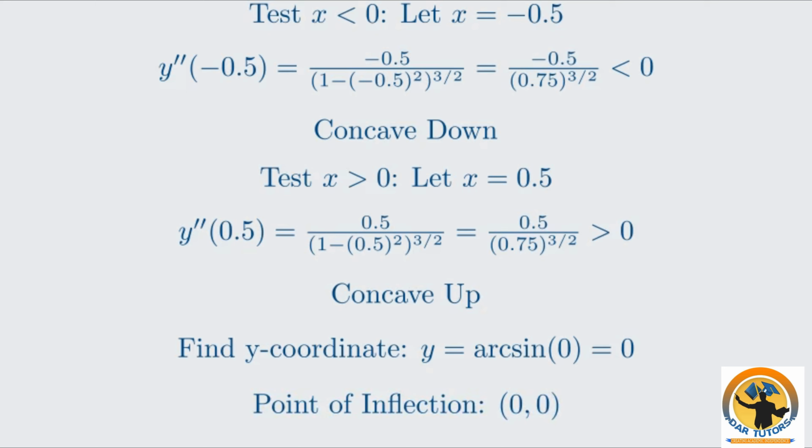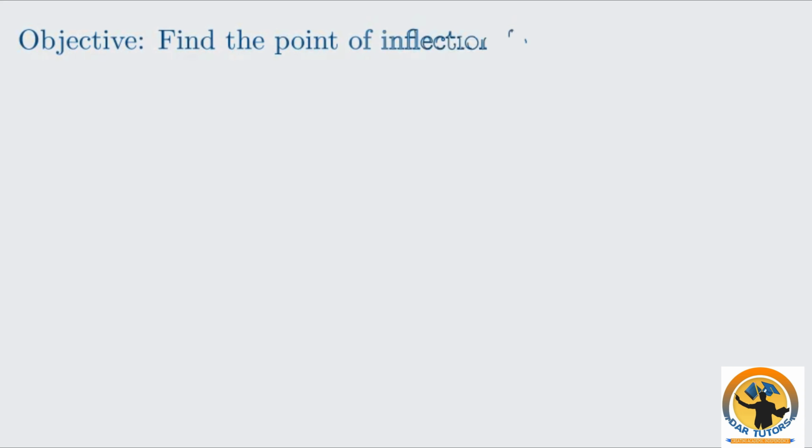So, we have successfully found the point of inflection for y equals arcsin of x by finding the second derivative, setting it to 0, and verifying the change in concavity. Now, let's tackle another example: finding the point of inflection for y equals arctan of the quantity x minus 1/2. Our goal is the same. Find the point where the concavity of this function changes.